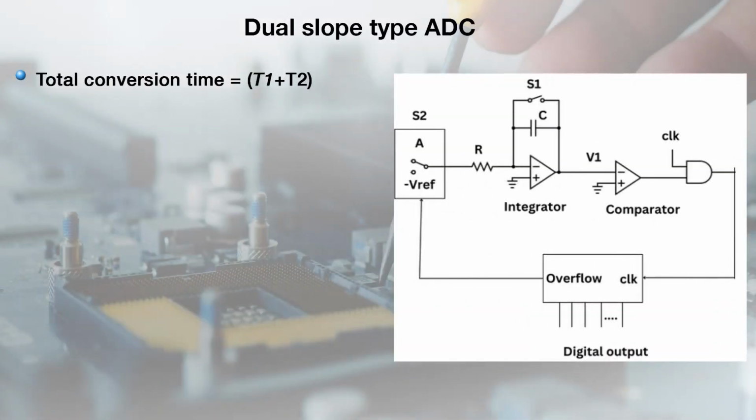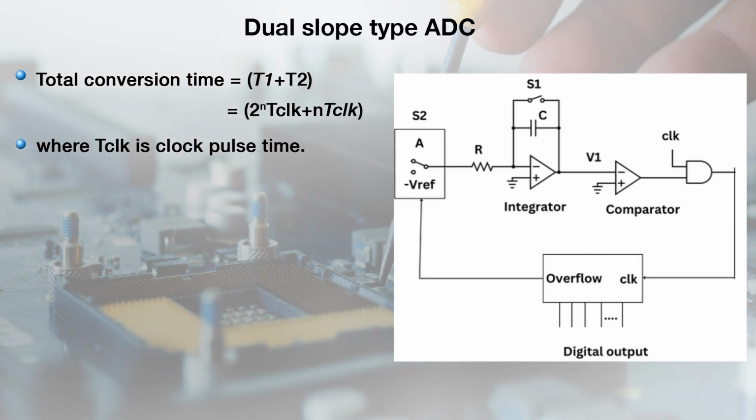At that instant, whatever the binary output of the counter is, it is directly proportional to T2, or we can say that this binary output is directly proportional to the analog input voltage. Here the total conversion time is equal to T1 plus T2, where T1 is equal to 2 to the power n times the clock pulse time period and T2 is equal to n times the clock pulse time period.